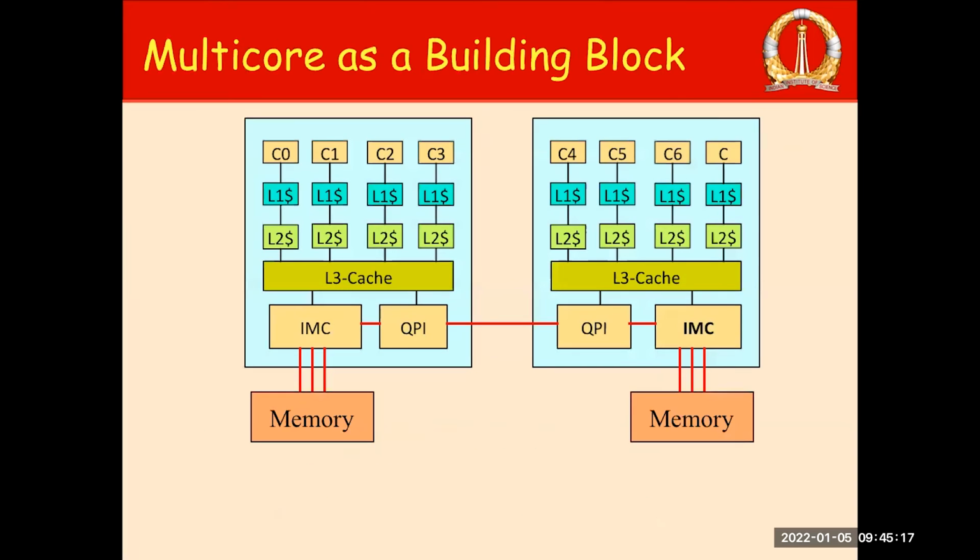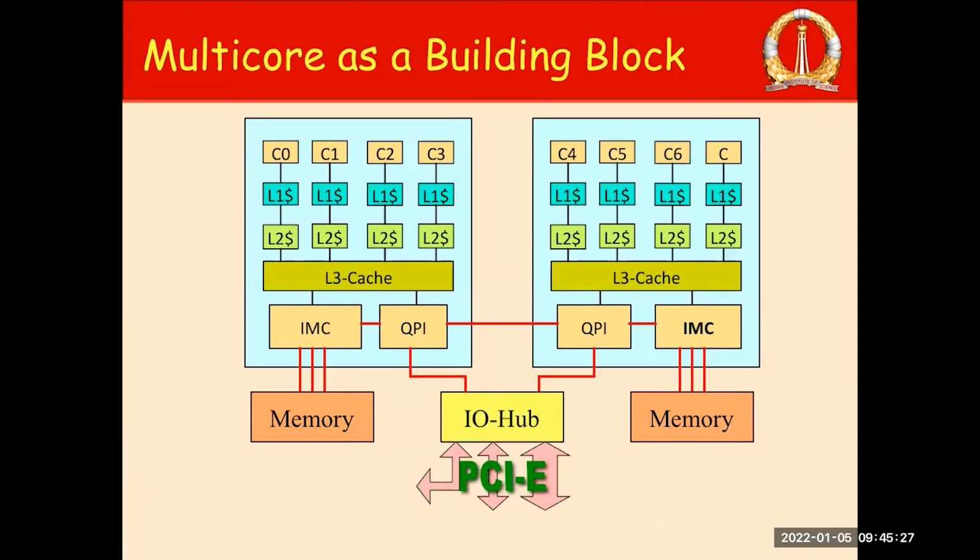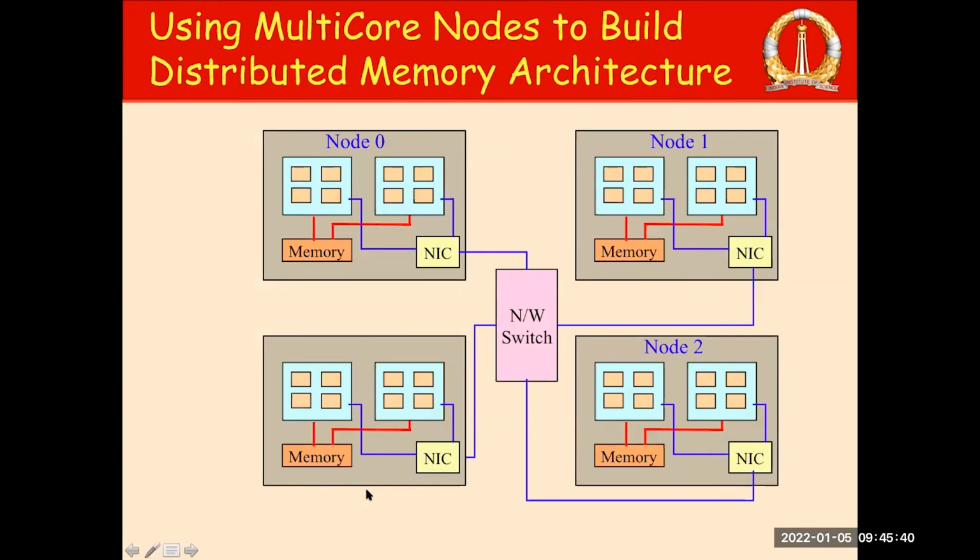Again, you can use your multi-core architectures to implement this kind of a distributed memory architecture. In this case, your QuickPath Interconnect is connected to the IO hub, which in turn is connected to the network interface card by means of the PCI Express bus. Then this network interface card is connected to a network switch, and multiple such nodes are connected to the network switch to give you an architecture in which multiple nodes are connected to each other by means of this network interconnect switch, right?